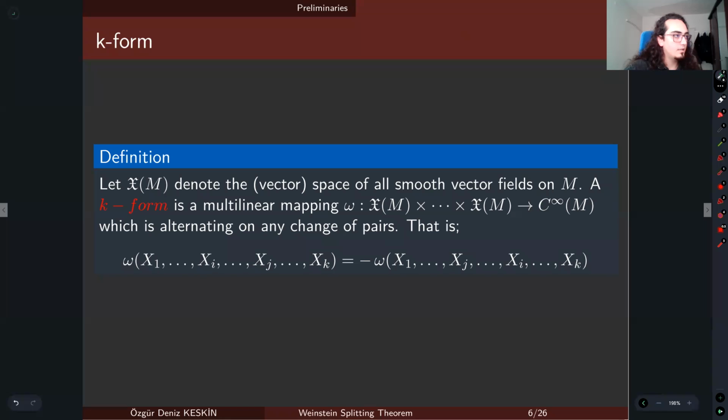Then we need to define k-forms. Let X(M) denote the vector space of all smooth vector fields on M. A k-form is a multilinear mapping which takes k many vector fields and gives us a C infinity function. But it also has to be alternating on any change of pairs, which means when I change X_i and X_j, we get a minus sign in front of it.